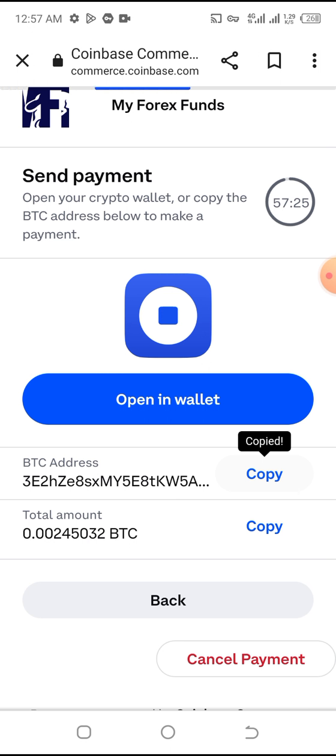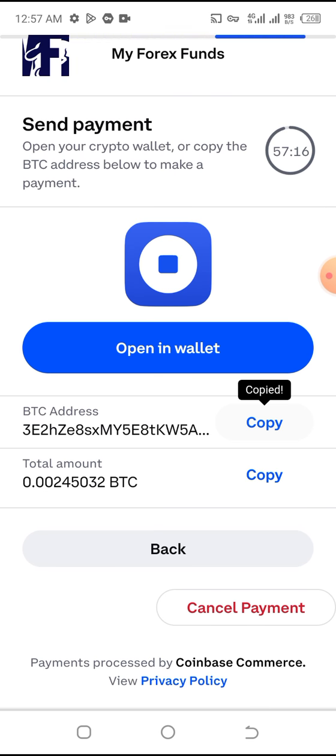Click my link and follow the steps until you reach this point. Copy the address. If you don't have Bitcoin, find someone you trust who has Bitcoin, and they can send it to your address that you've logged in with, not to my wallet. Make sure you write the amount of Bitcoin required from you, and they send it to your Bitcoin address of My Forex Funds. Then from there you're done.